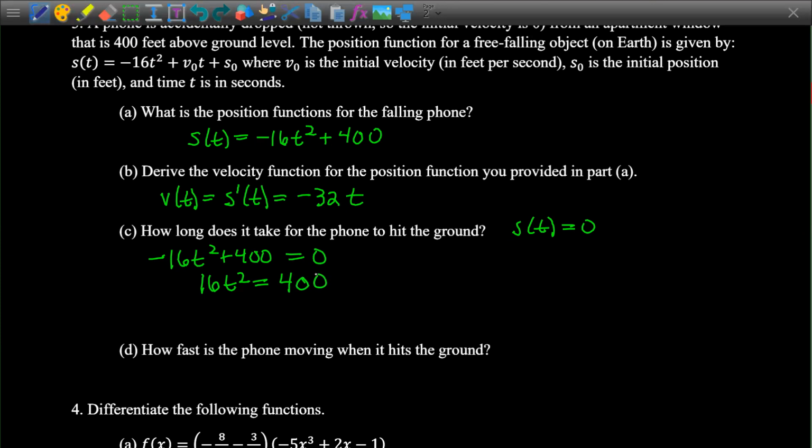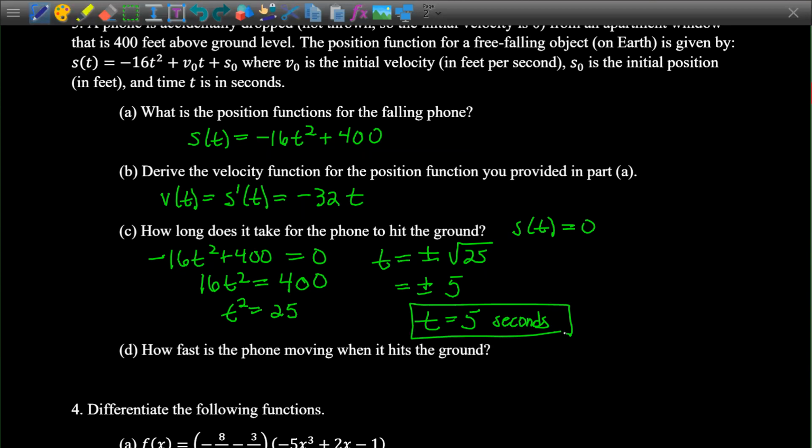Okay, there's a couple ways you could do this, but divide both sides by 16. We get t squared is equal to 25. t is plus or minus the square root of 25, which is plus or minus 5. But negative 5 seconds doesn't make sense for us, so the answer is 5 seconds.